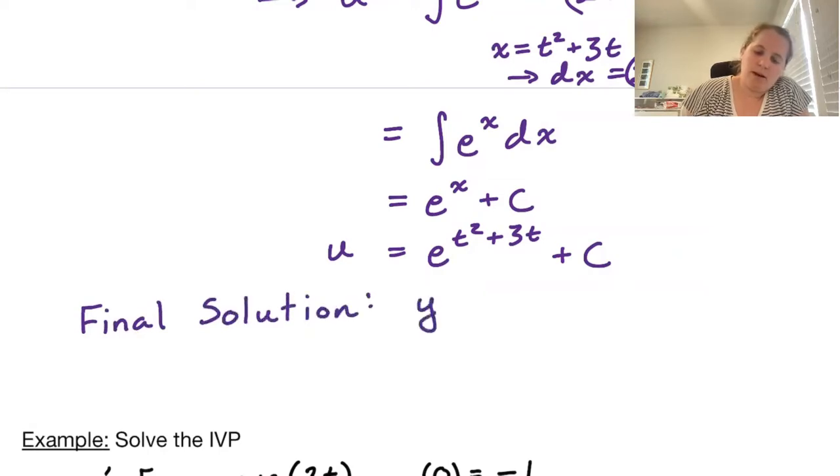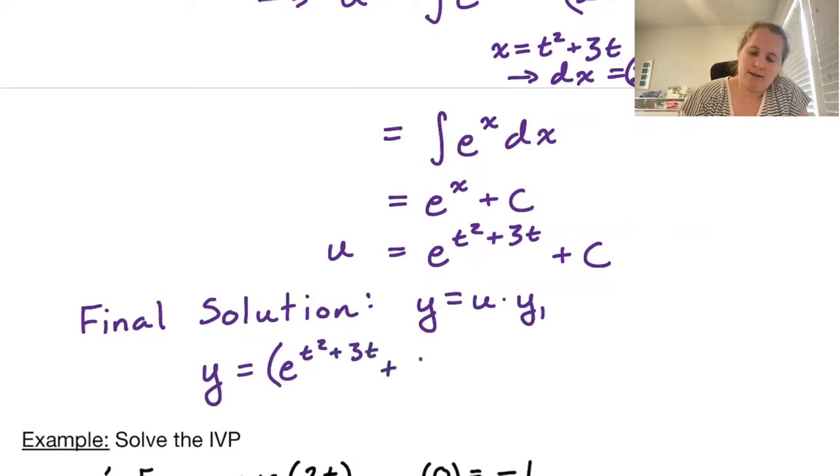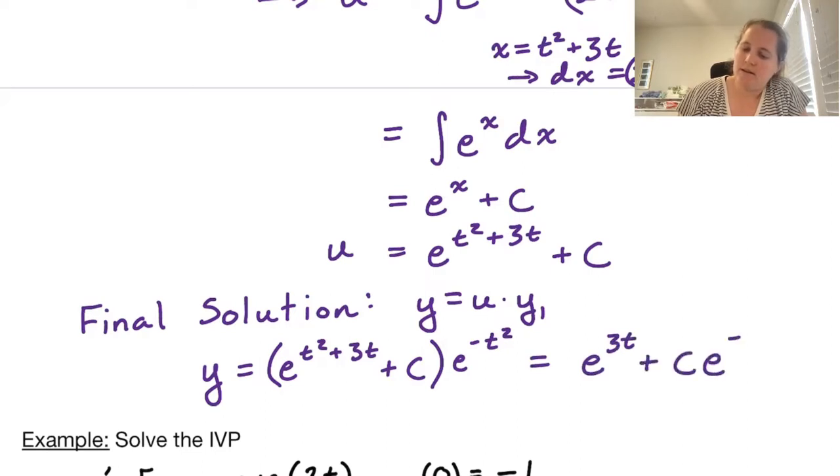So our final solution, we know that y is equal to u times y1. So we have y is equal to e to the t squared plus 3t plus c times e to the negative t squared, otherwise known as e to the 3t plus c e to the negative t squared.